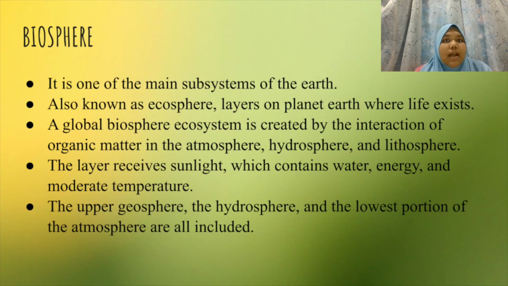Okay, next, I am going to explain more on the biosphere. First, it is one of the main subsystems of the Earth, also known as the ecosphere, the layers on planet Earth where life exists. A global biosphere ecosystem is created by the interaction of organic matter in the atmosphere, hydrosphere, and lithosphere. The layer receives sunlight, which contains water, energy, and moderate temperature. The upper geosphere, the hydrosphere, and the lowest portion of the atmosphere are all included.